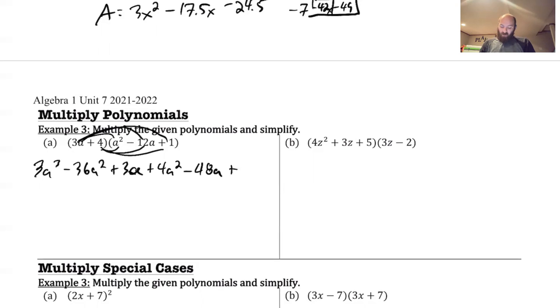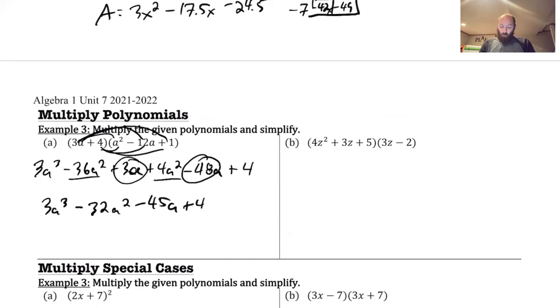Positive 4 times positive 1 is a positive 4. Now I'm going to look for those like terms. I've got a squared and a squared, a, and that's it. So 3a cubed minus 32a squared, not plus, it'll be minus 45a plus 4. Okay, there's my simplified.